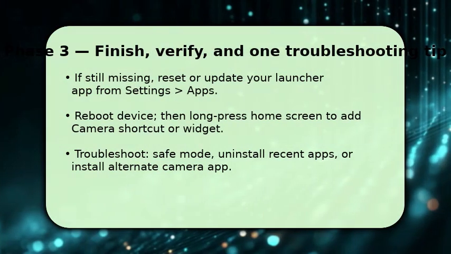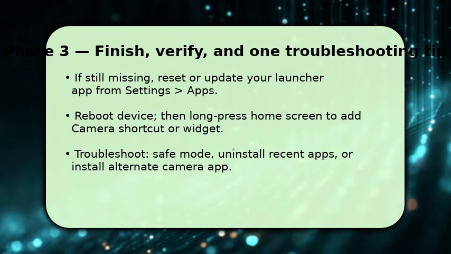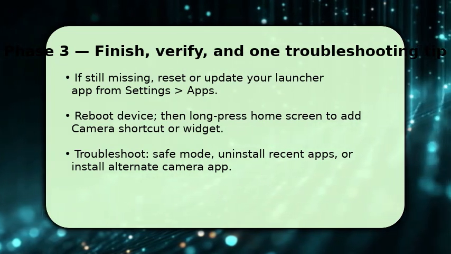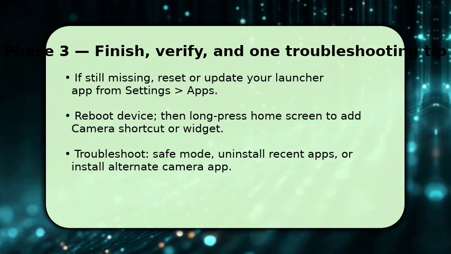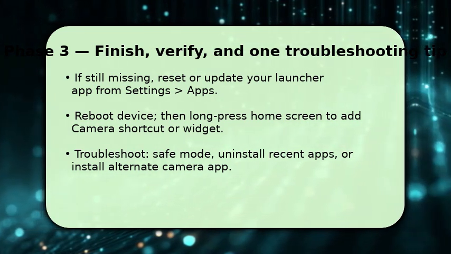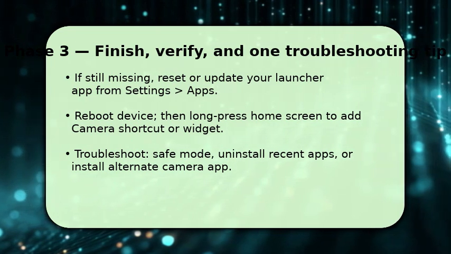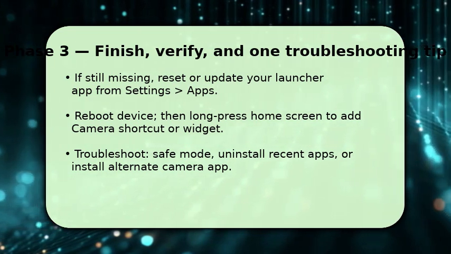If the icon still won't appear, clear the launcher's cache or reset the launcher in Settings. Once done, reboot the device so the system refreshes icon caches. After restart, long press the home screen and add the camera shortcut or widget.